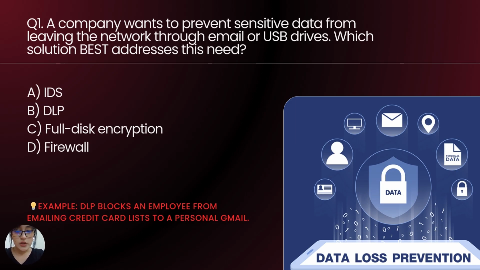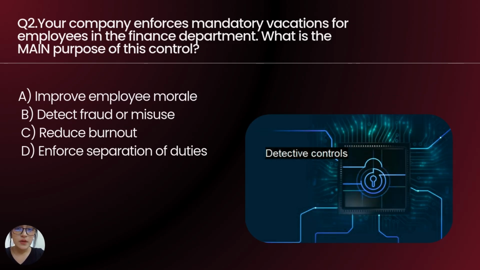Let's look at question number 2. Your company enforces mandatory vacations for employees in the finance department. So, what is the main purpose of this control? So, we have to highlight a keyword which is finance. So, it's gotta be something that is related to that. A. Improve employee morale. B. Detect fraud or misuse. C. Reducing burnout. Or D. Enforcing separation of duties. I think you already got that hint.